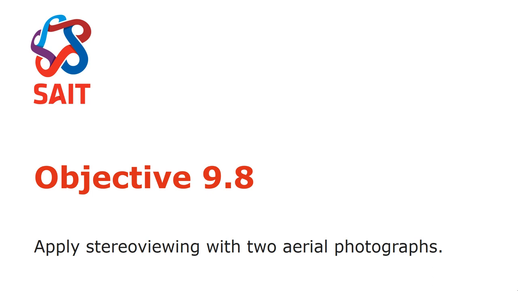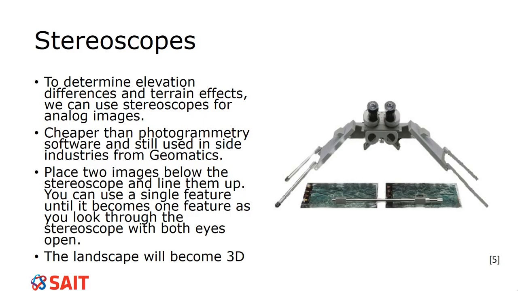So moving into Objective 9.8, the very last objective of this module, and that is actually applying stereo viewing with two aerial images. Well, normally I would have you guys in class with stereoscopes actually looking at images and going around and identifying features. But because we're online, this is what we're going to talk about. We're going to talk about what we would use and how we would identify features rather than actually doing it. And I apologize that it's not going to be any more exciting than that.